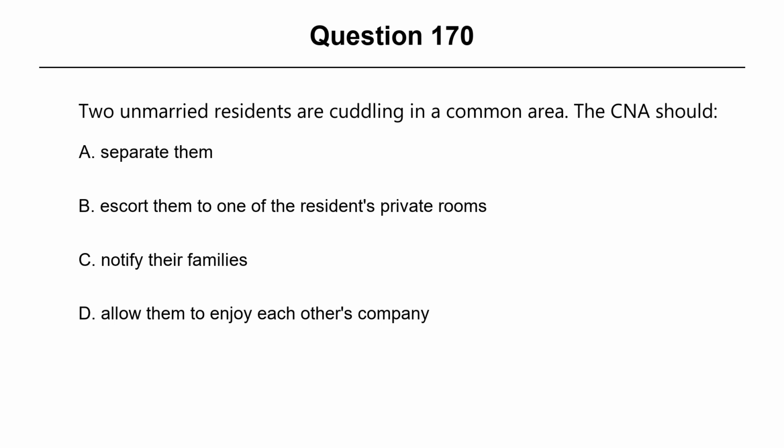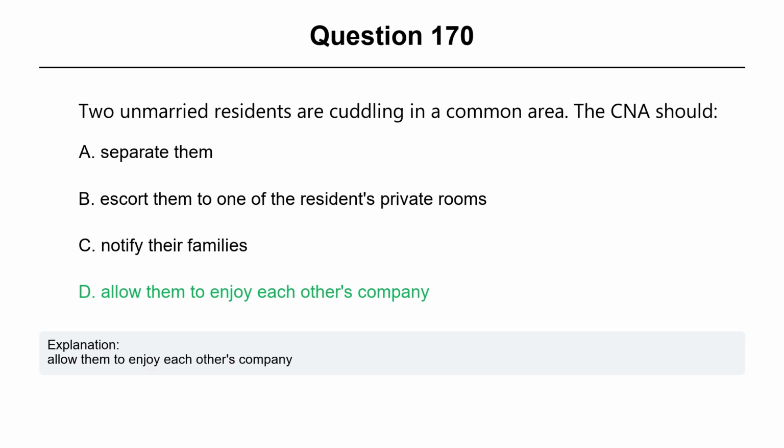Two unmarried residents are cuddling in a common area. The CNA should, option A, separate them. Option B, escort them to one of the residents' private rooms. Option C, notify their families. Option D, allow them to enjoy each other's company. The correct answer is option D, allow them to enjoy each other's company.